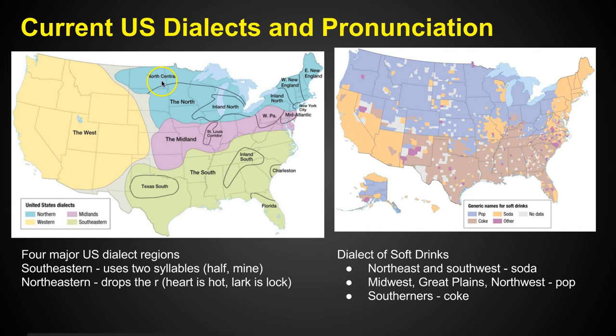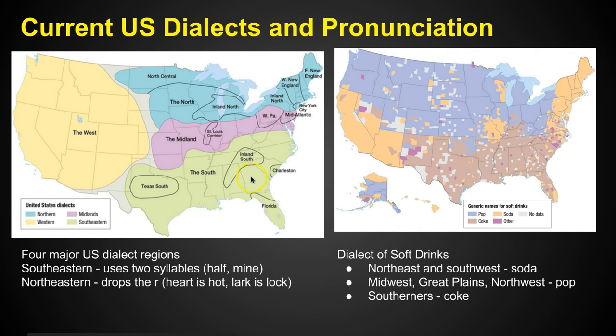So currently, in the United States, we have four major U.S. dialect regions. We've got the North, the South. And you think about, what is the dialect in the South? I think it's when they start talking like this here. We're in the South. I'm from Texas. All right? That was an exaggeration, but in any case, we've got the four major dialects.